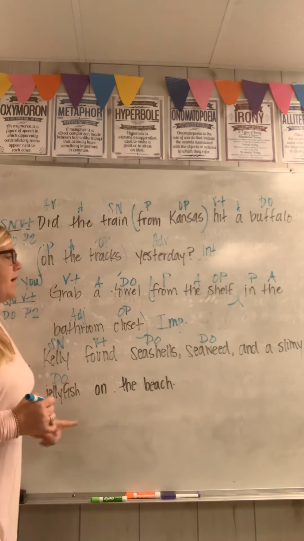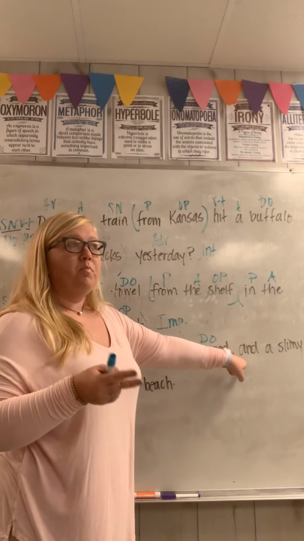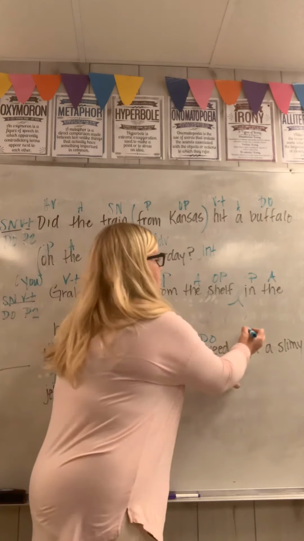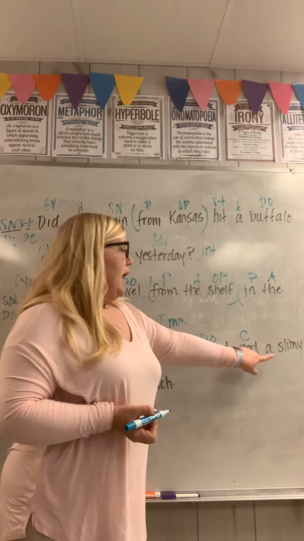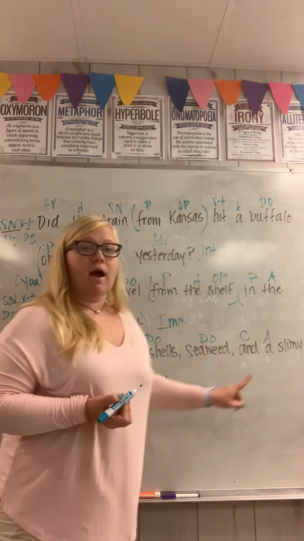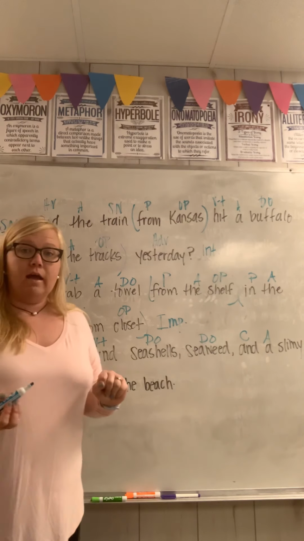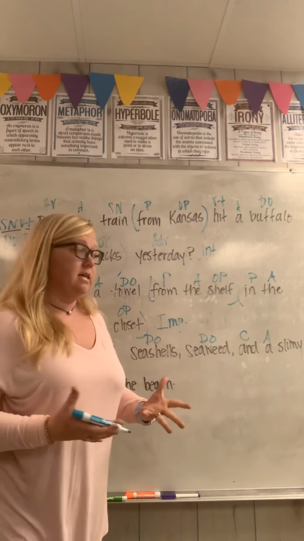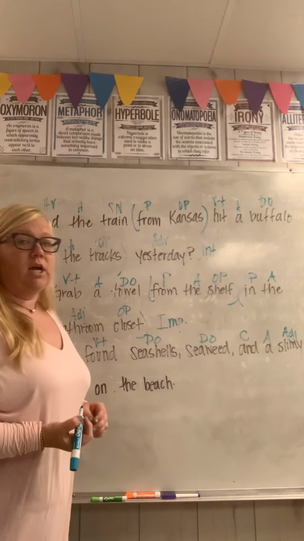So let's go back and figure out what these are. And, remember, and, but, and or are all three conjunctions. Okay, so and is a conjunction. And a, of course, is our article adjective. And slimy describes the jellyfish. So if it's describing a noun and it's telling you what kind it is, then that's an adjective. So we'll put ADJ there.